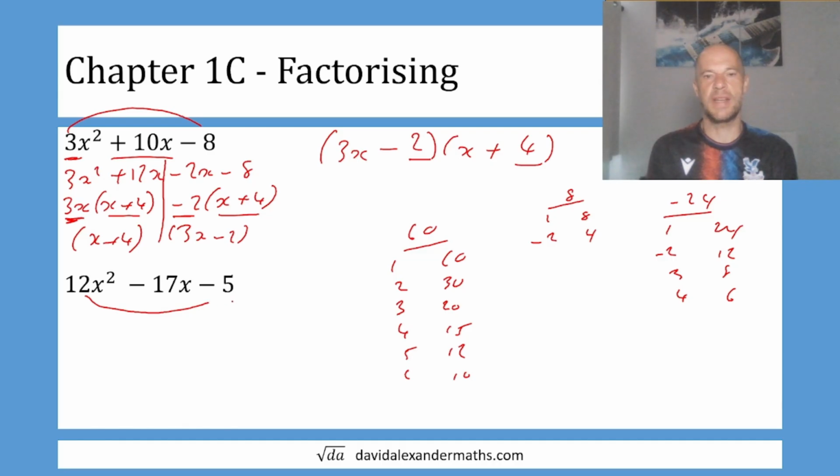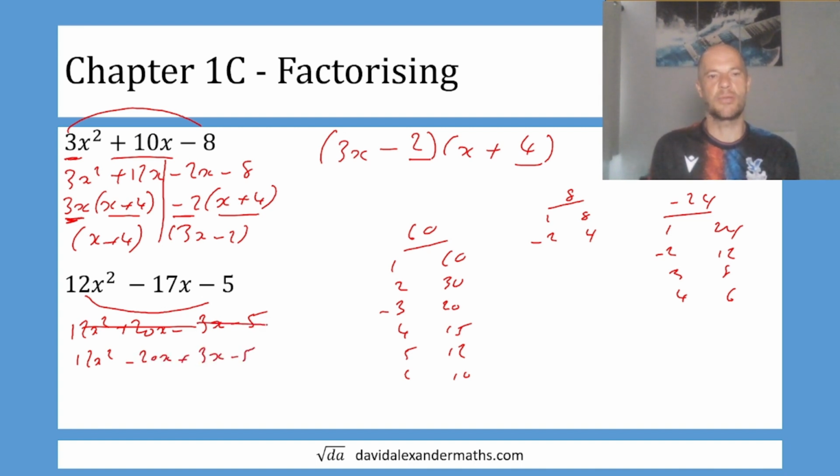One of the numbers must be negative. So 20 minus 3. 20 times minus 3 gives me that minus 60. So I'm going to write 12x squared plus 20x take 3x take away 5. 20x take 3x. No, I've got that completely wrong. Let's try that again. That should be 12x squared minus 20x plus 3x take away 5. I knew something was troubling me there.